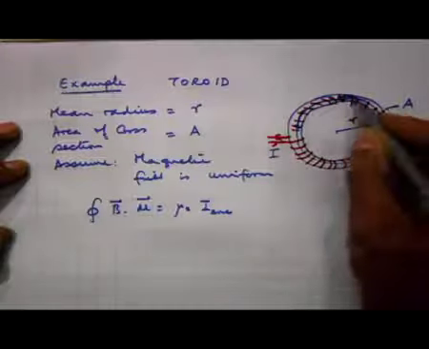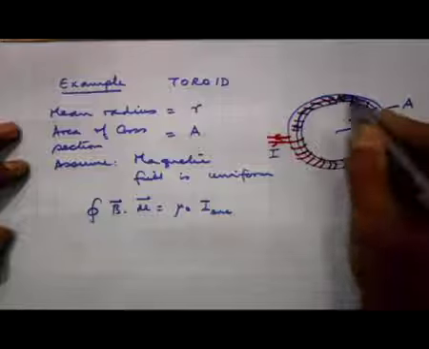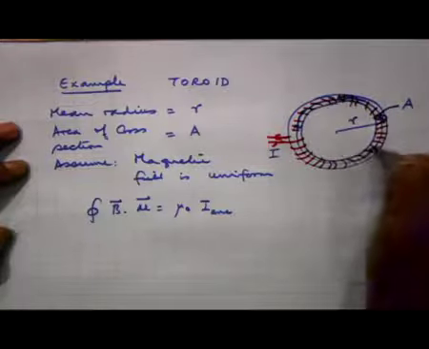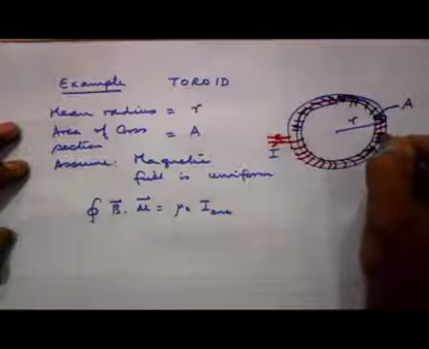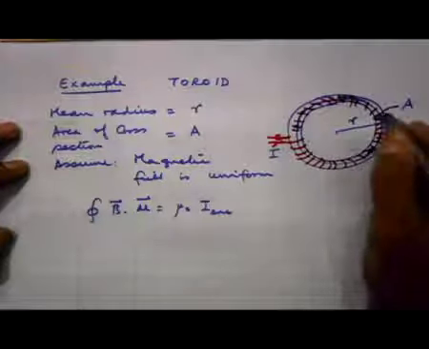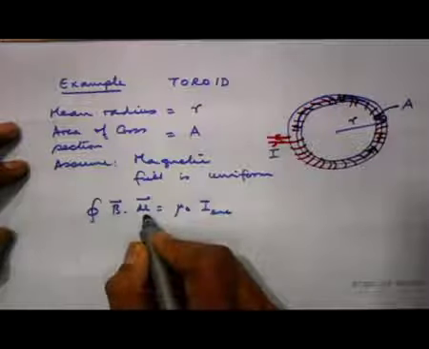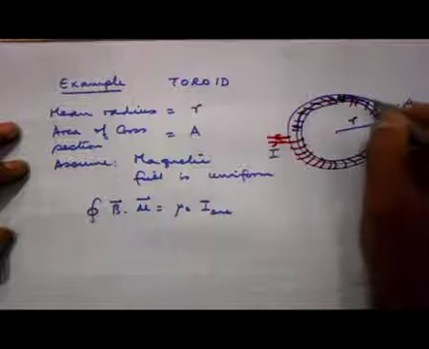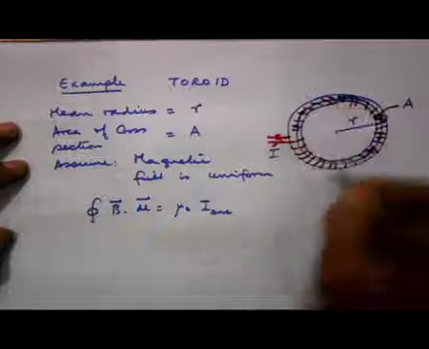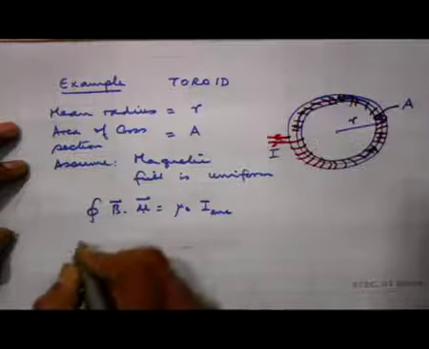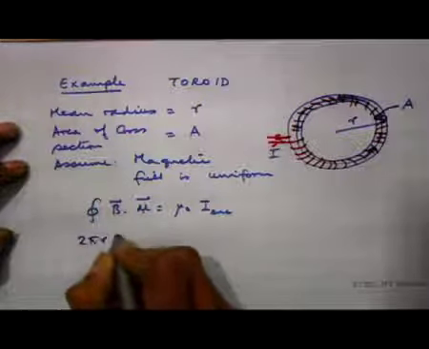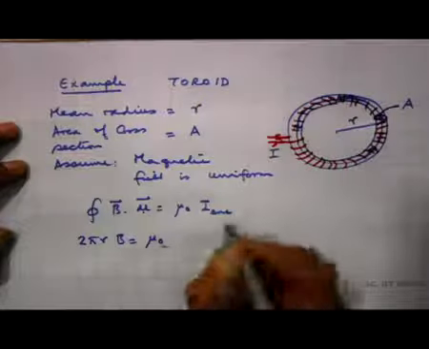B is the same all across the circumference of the circle, and it is pointed along the dl vector. So, dl vector at every point is like this, here is like this. So, B and dl are parallel. So, B dot dl is B times dl, and B is the same all across the circumference of the toroid. So, I can take B out and integral dl becomes simply 2 pi r. So, 2 pi r into B is equal to mu naught times.